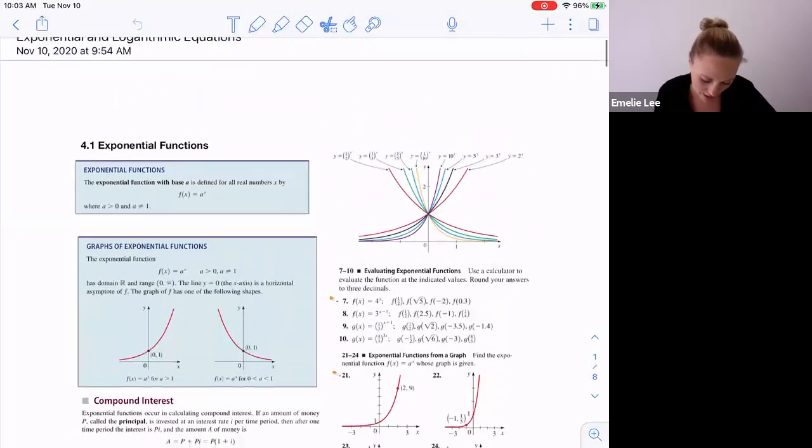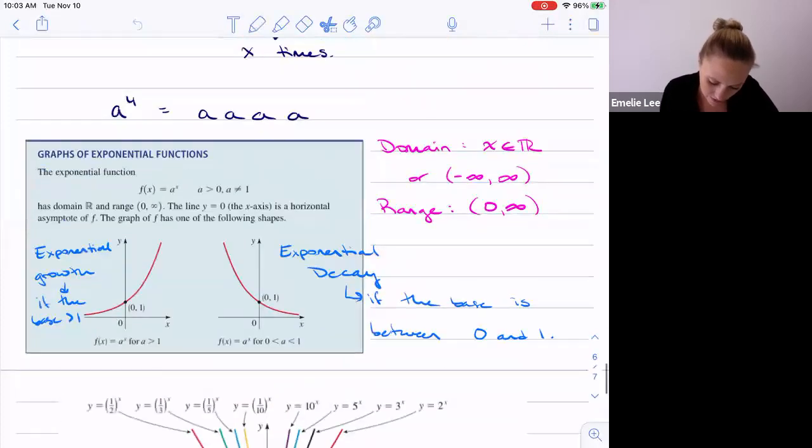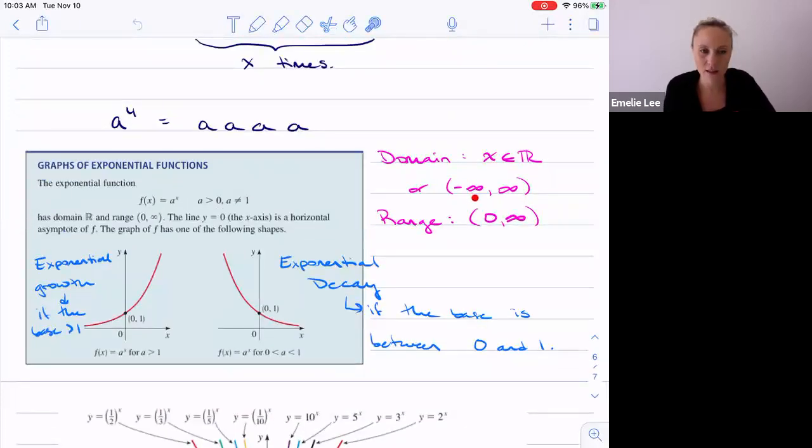Oh, the domain goes negative here. I'll go back there. So the domain is all real numbers. Okay. But the range is from 0 to infinity, not including 0. And I think that's probably what you mean. It's because we are not letting the base be 0.